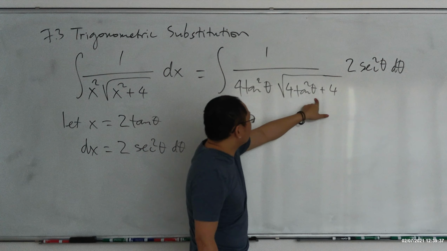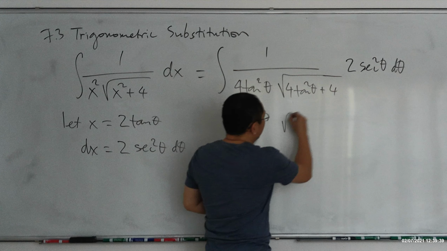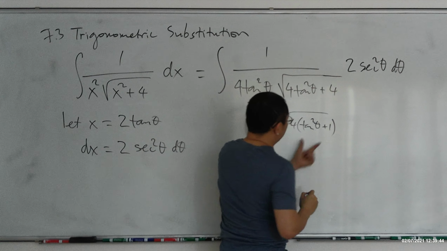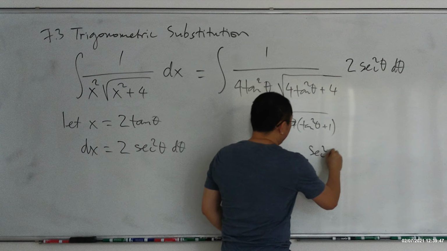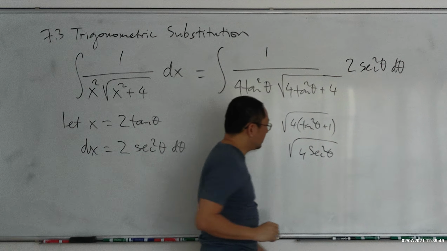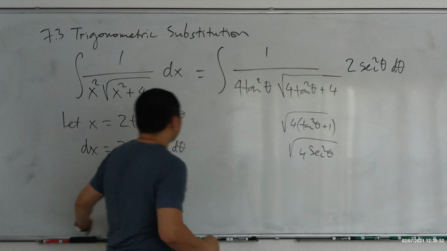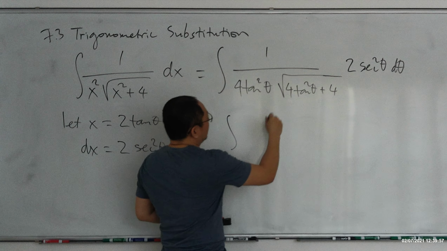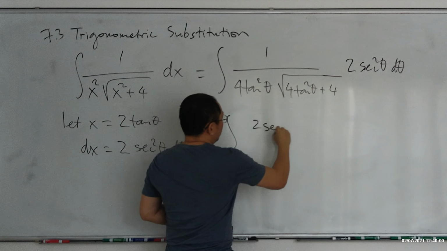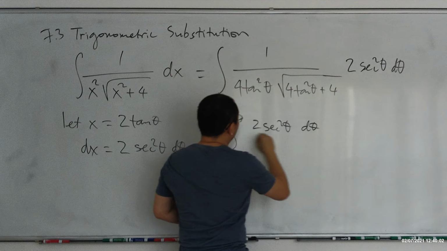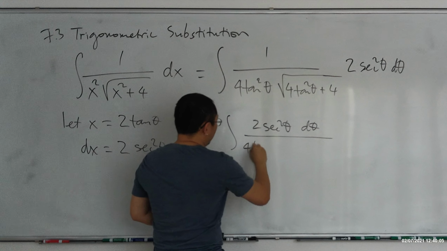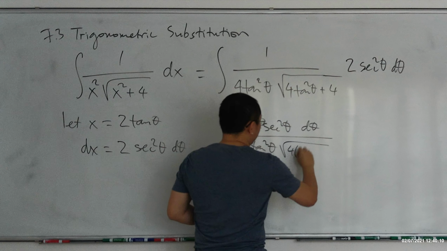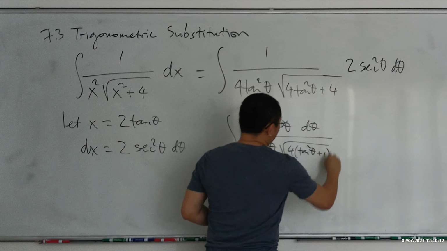Okay. The thing inside the square root right here, take 4 out. We have tangent square theta plus 1. Tangent square theta plus 1 is secant square theta. This is the square root of 4 secant square, it's going to be 2 secant theta, right? So let's write step by step for you. This is integral. I'm going to write 2 secant square theta d theta on top. Bottom is 4 tangent square theta, and this one is square root, 4 out, tangent square theta plus 1.